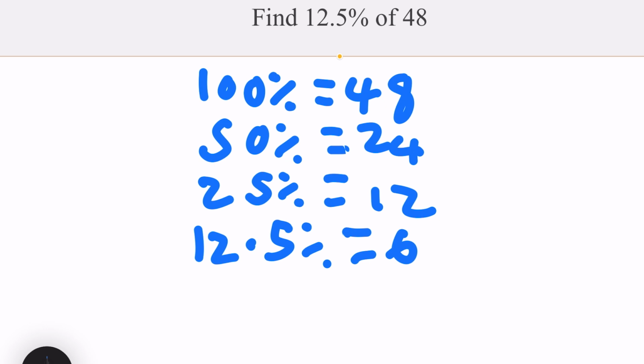Or you can find out what 10% is, 5%, 2.5% and add them together. It doesn't matter what way you do it, as long as you get the answer correct. So the final answer, doing it either of the ways, you would get 6. And if this was a calculator paper, you could just do 48 divided by 100 multiplied by 12.5, and you'd also get 6 if you put that on your calculator. But this is how you do it in the non-calculator exam.